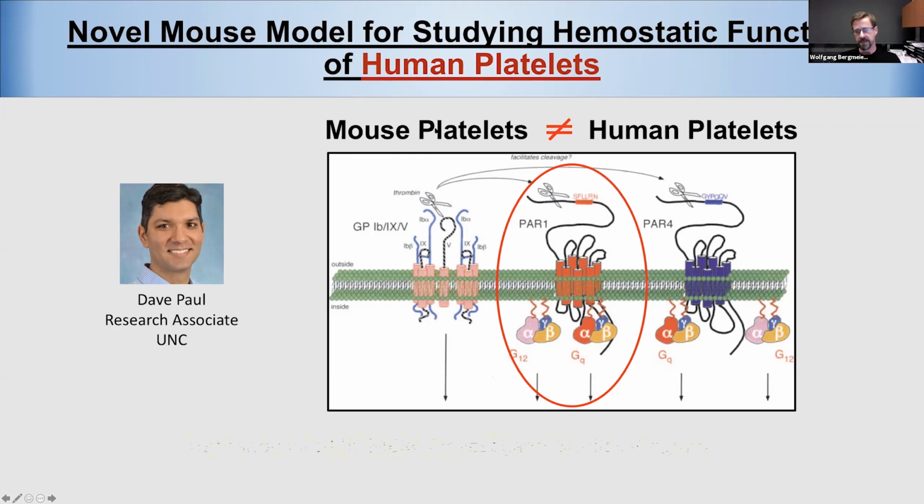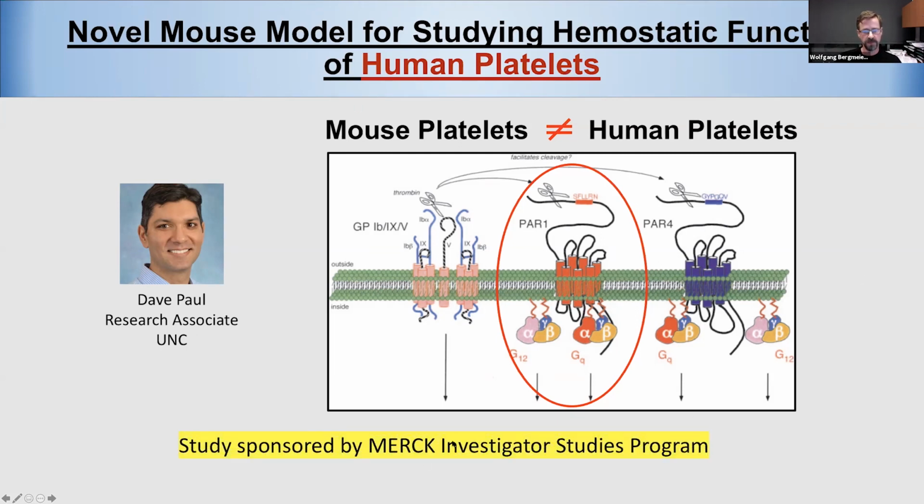As I said before, this is a study that was sponsored by Merck because they had this PAR1 inhibitor that they developed, but they couldn't really study or test it in a mouse model because mice do not express PAR1, only human platelets express PAR1. And so they asked us if we could devise a strategy to basically do adoptive transfer of human platelets into mice, but in the absence of mouse platelets.